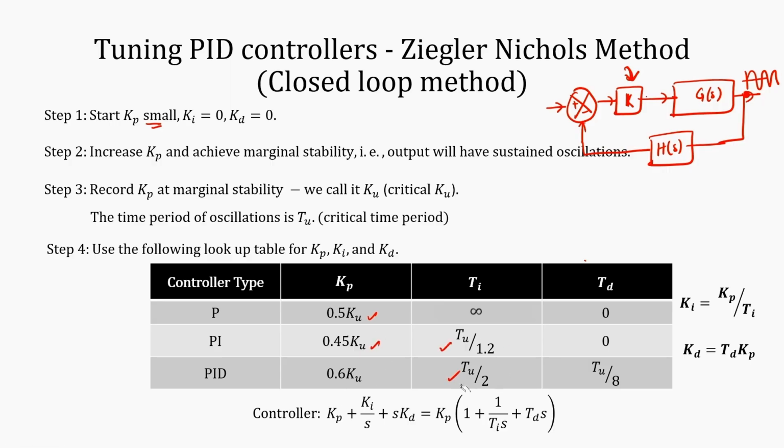So, if you are designing a PID controller, then take the value of Ku, multiply it with 0.6, that will give you the value of Kp. Ti will be Tu by 2, so from here you can get Ki: Kp by Ti, which is 2 Kp by Tu, will be your Ki, and similarly you can find Kd also using this. So, finally, you have the value of Kp, Ki, Kd, and this will be the controller that you wanted. This is the tuned controller that you have.